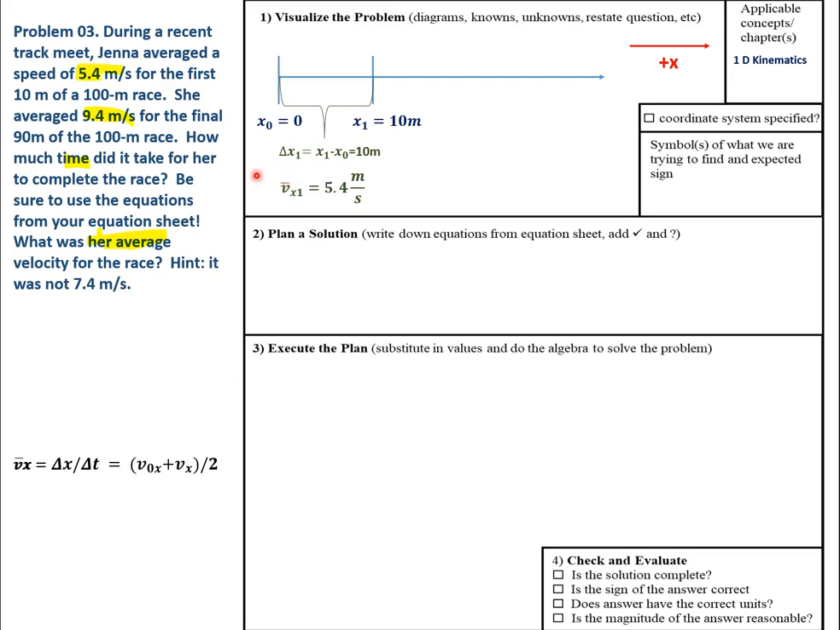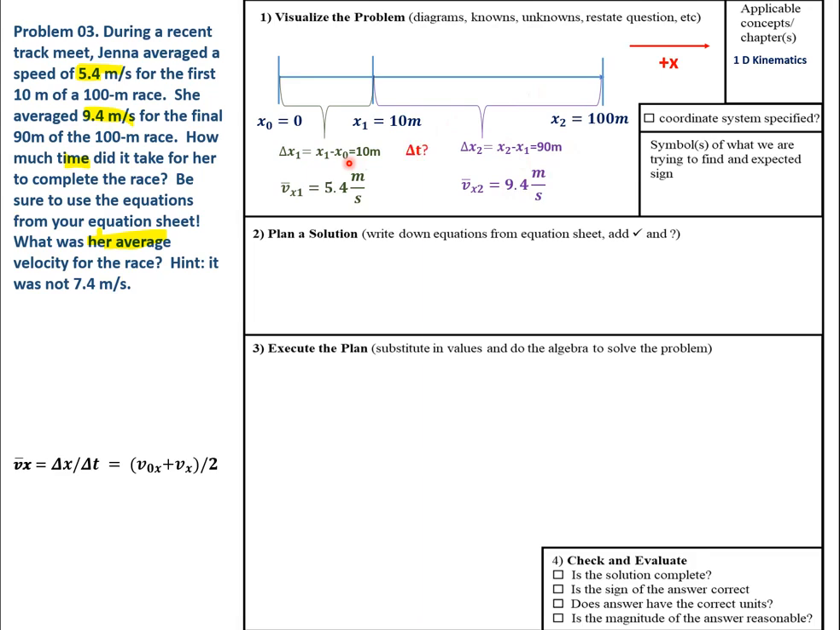Okay. So for the second part of the motion, initial position is 10 meters and final position is 100 meters. So the displacement is 90 meters, 100 minus 10. And the average velocity for the second segment is 9.4 meters per second as it is given in the question. Now I'm going to put a question mark for the unknowns.